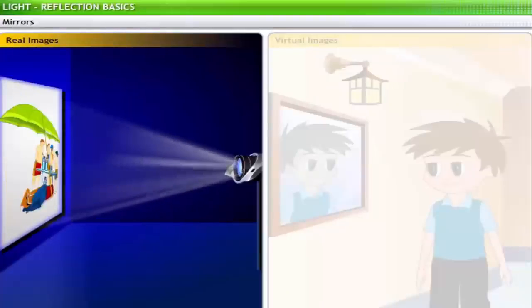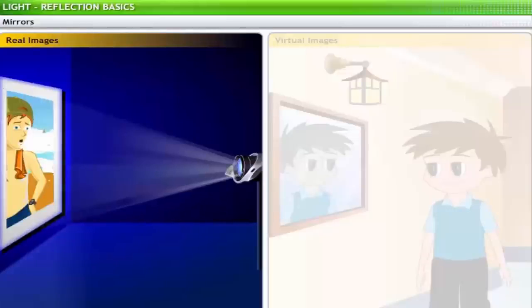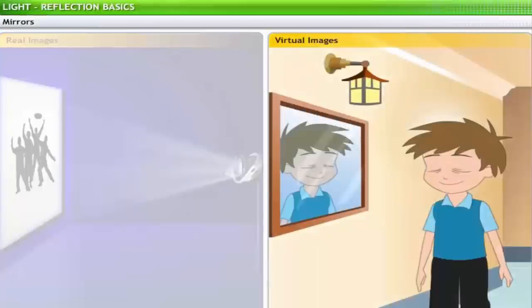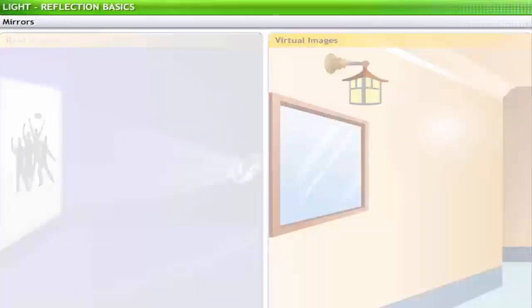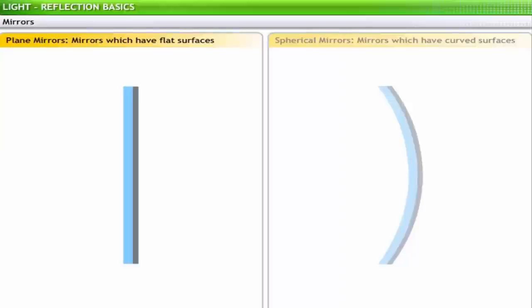Real images are the images that can be caught on screen. For example, the images projected on a screen or images taken using a camera are real images. Virtual images are the images that cannot be caught on a screen. Images formed in a plane mirror are virtual, as they disappear when the object is removed. Mirrors can be broadly classified into plane mirrors, which have flat surfaces, and spherical mirrors, which have curved surfaces. In this lesson, we will look at reflections in plane mirrors.